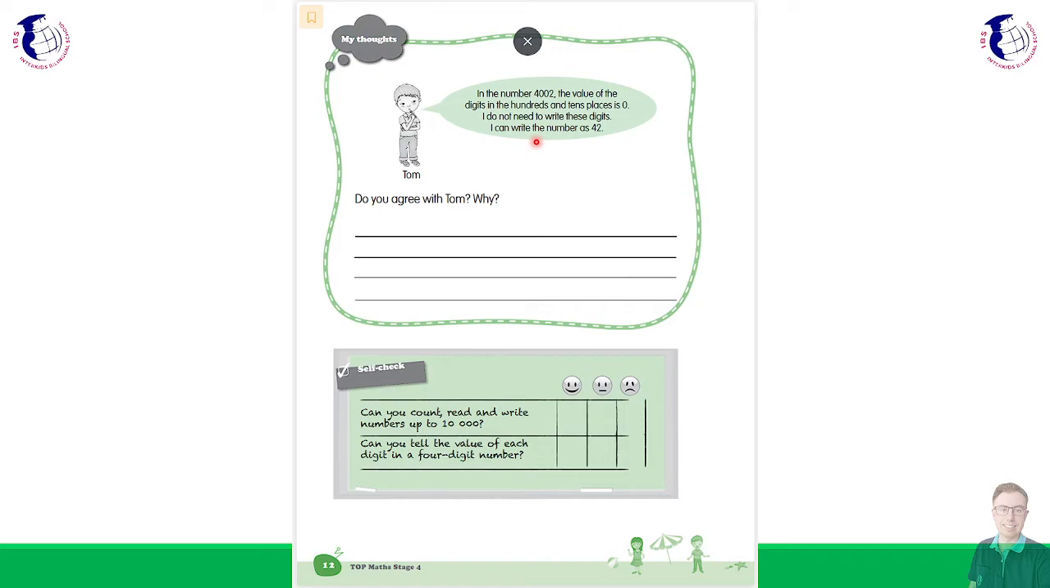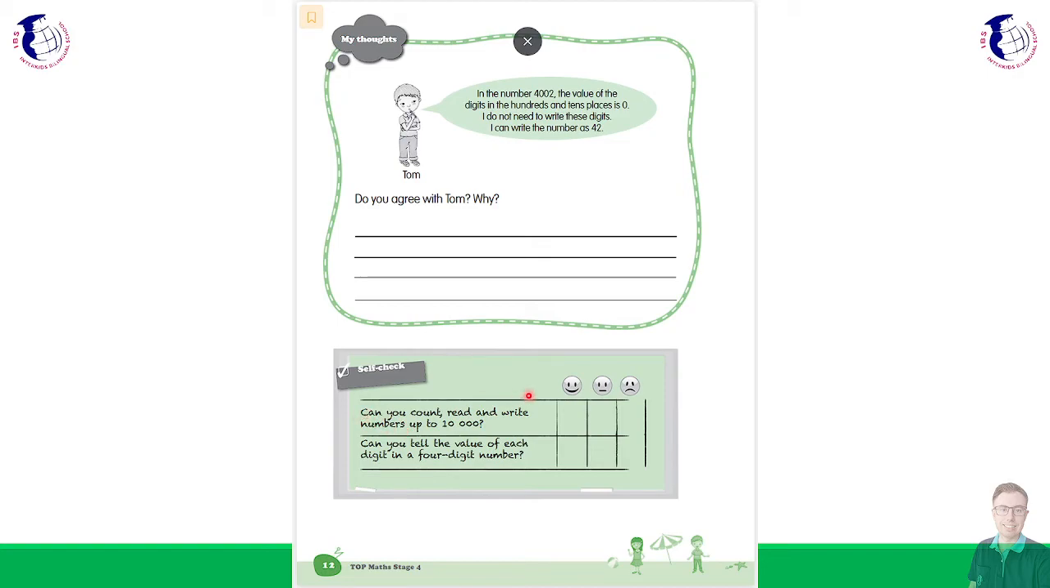Now this is something I've been reminding you of earlier in the chapter, what to do with these zeros. I'm not going to remind you again here. See if you can remember what I've been telling you. And do you think Tom can write the number as just a 4 and a 2? So write yes or no, and then write why you think the answer is yes or no. And please try and write something. Don't just write yes or no. Try and write a little bit of a reason below.